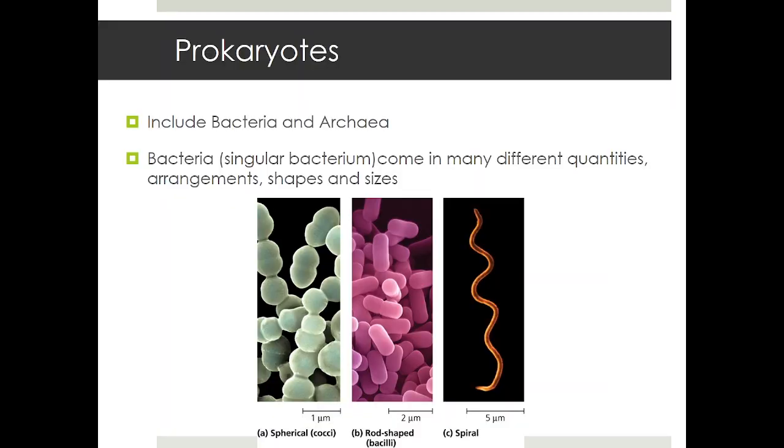Prokaryotic cells come from the two domains, bacteria and archaea. And bacteria come in many different arrangements, shapes, and sizes. You have to remember that bacteria are so small, even with our compound light microscope, that they don't really have a lot of features that allow us to distinguish them from one another very easily. So, shape and arrangement are pretty important.